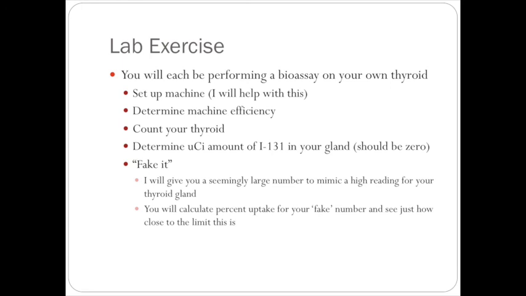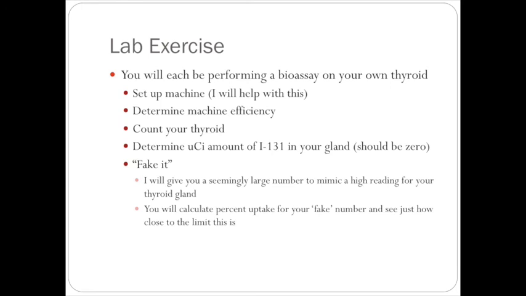Then we'll determine the machine's efficiency. Then you're going to count your thyroid. There are probably going to be 2 of you at each piece of equipment, so you're going to set it up together, and then you will each individually calculate your own thyroid bioassay. Once you've counted your thyroid, you'll go through this whole process and determine the microcurie amounts of I-131 in your gland.